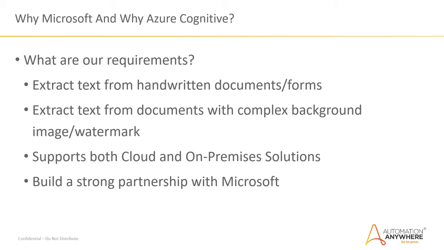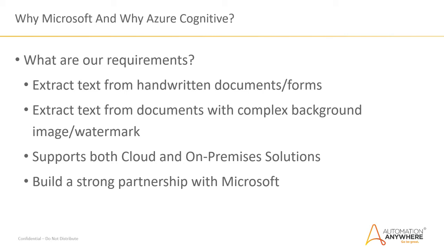Third, the API must be able to support both cloud and on-prem solutions. Many of our customers simply do not want to process highly sensitive data outside of the network. So on-prem is actually very important to our customers. And last but not least, we are looking to partner with companies like Microsoft so we can take advantage of the machine learning R&D. We're not looking to reinvent the wheel, but simply build a better AI product.